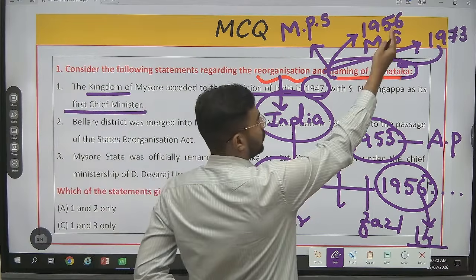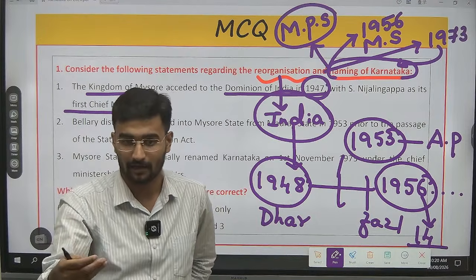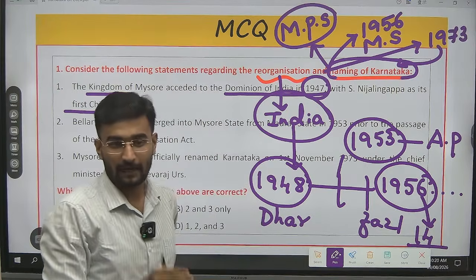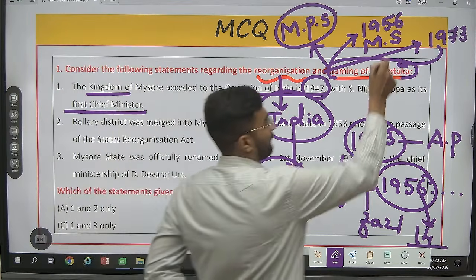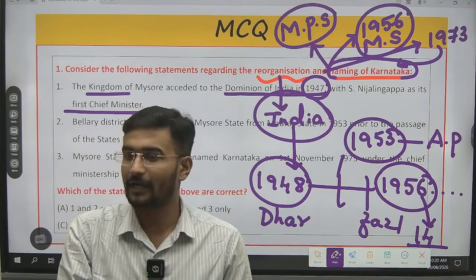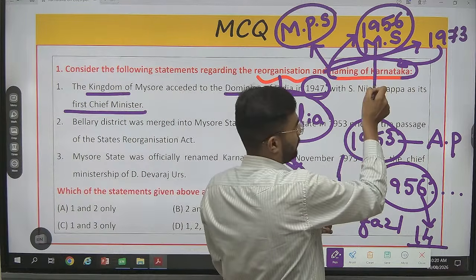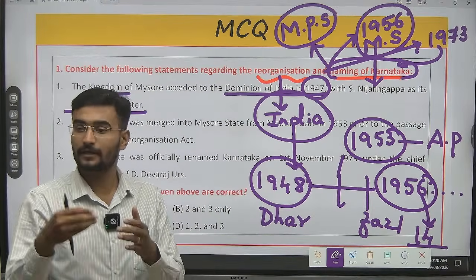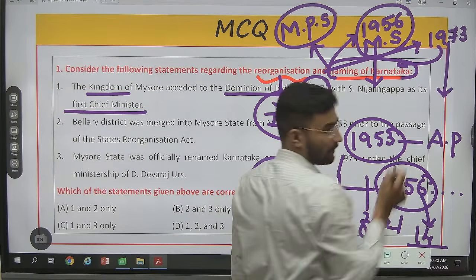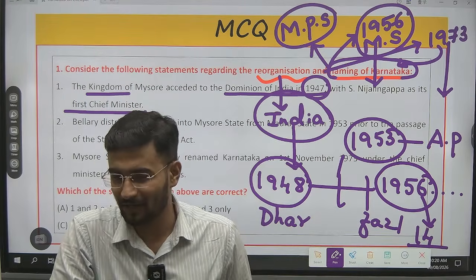First one, before 1956, after integration of the Mysore princely state into the Indian Union, who was the first chief minister? K.C. Reddy. Second one, after creation of Mysore state under our State Reorganization Act of 1956, who was the first chief minister? Nijalingappa. And the third one, after 1973, who was the first chief minister that came after the renaming? Devaraj Urs. Now, who has become the longest served chief minister of Karnataka?